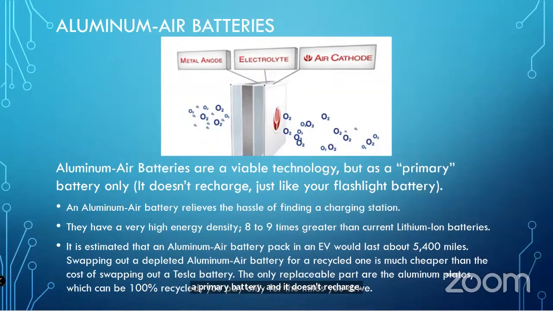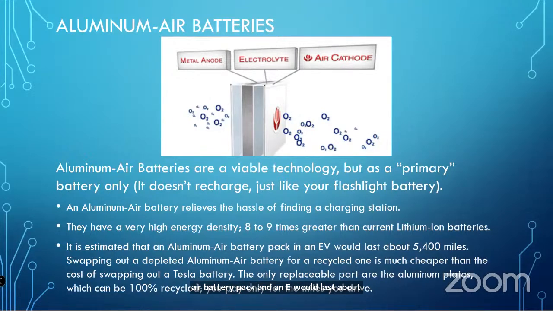An aluminum air battery relieves the hassle of finding a charging station. They have a very high energy density, 8 to 9 times greater than current lithium-ion batteries. It's estimated that an aluminum air battery pack in an EV would last about 5,400 miles.